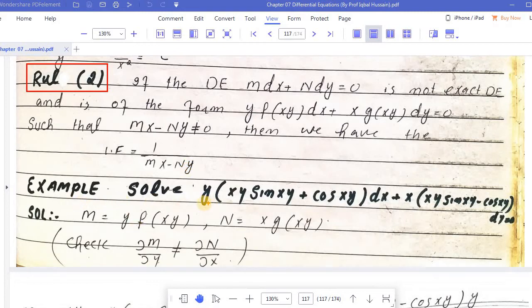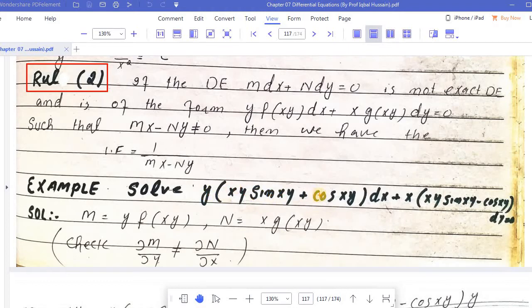Here we have an example. The form of this differential equation is this form, and we have to check whether this differential equation is exact or not. Here M is equal to y into f of xy, which is this one. Similarly, N is equal to x into g of xy, which is this one. We can check value of del M over del y and del N over del x. Both the values will be unequal, hence this differential equation will be non-exact differential equation.